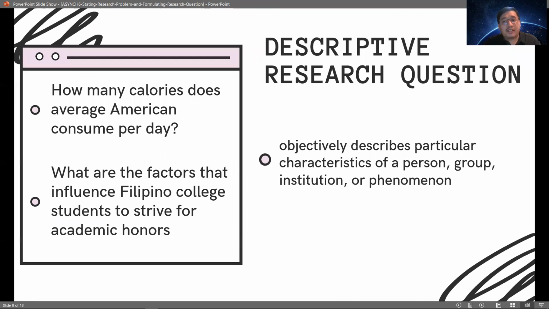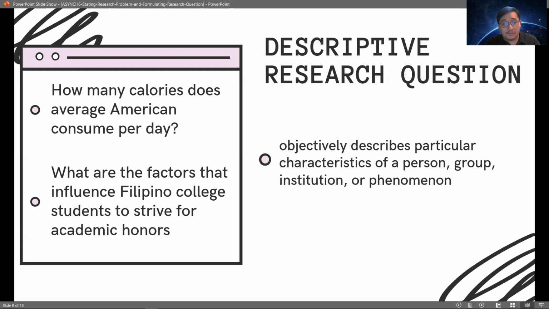So we have first descriptive research questions, from the root word describe. When we say descriptive research question, it gives an objective description of the particular characteristics of a person, a group, institution, or phenomenon. Or in other words, if you're going to construct a descriptive research question, you are just constructing a question that will ask for the objective descriptions of the variables in your study.